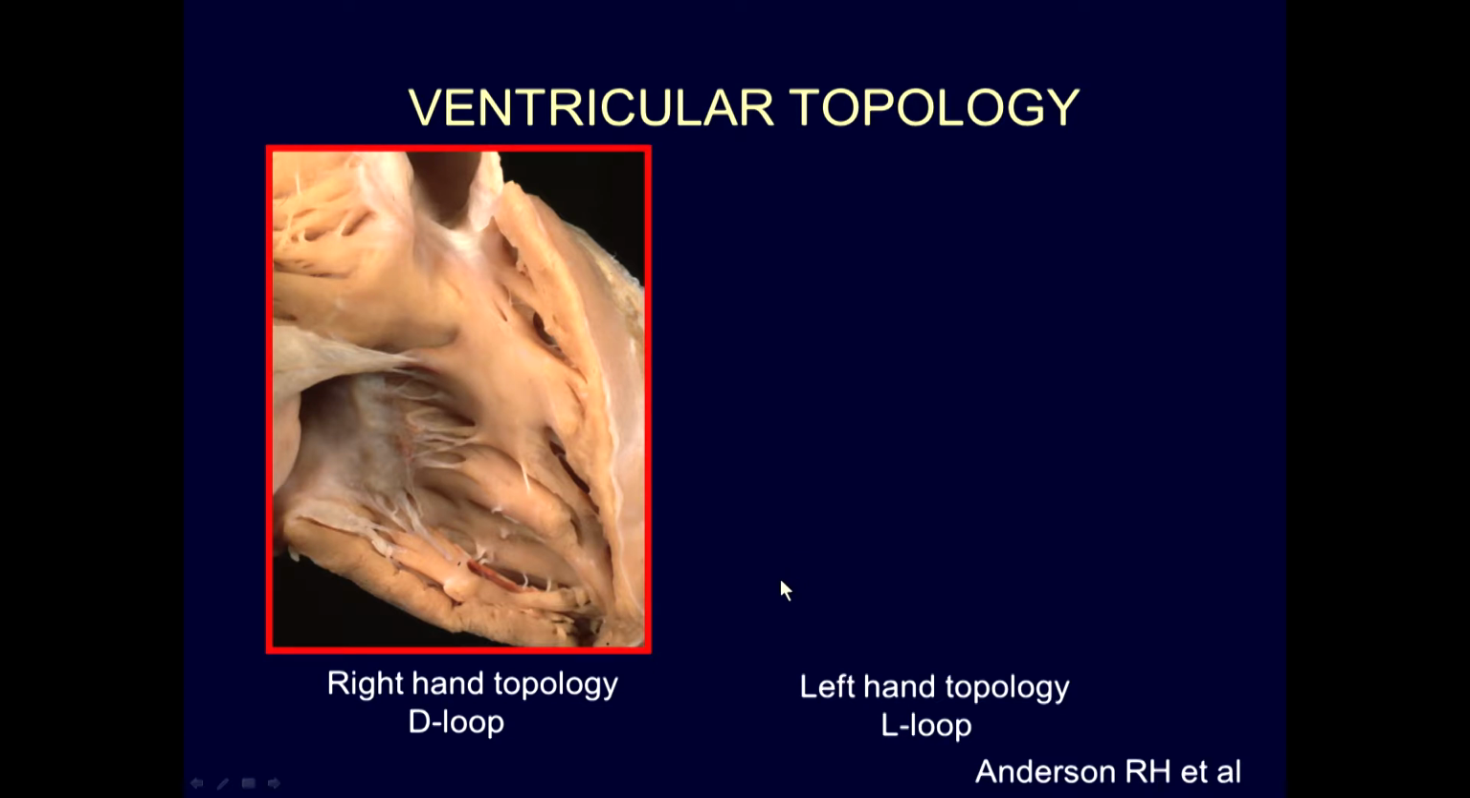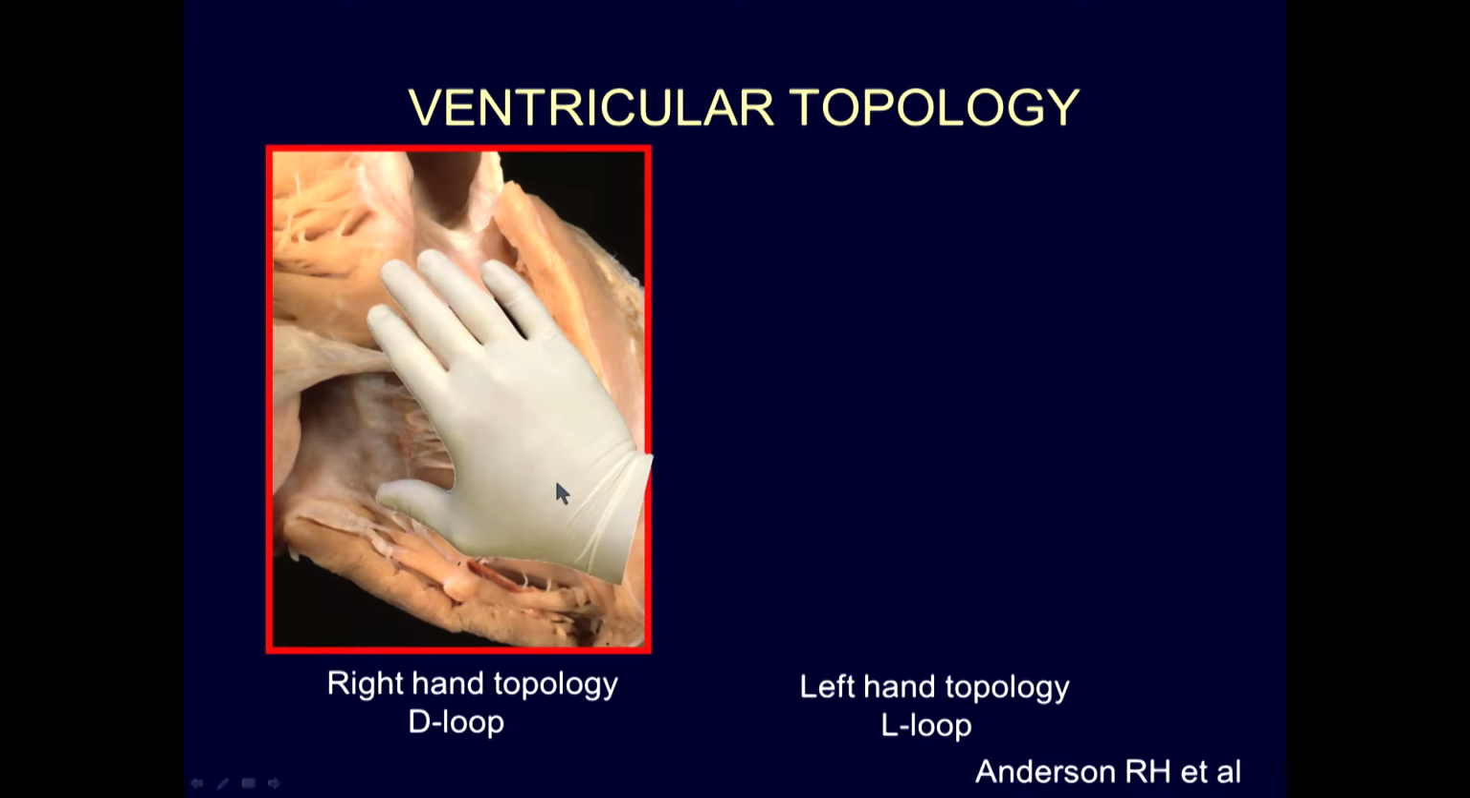So to identify the ventricular loop, the ventricular topology, we can use the hand rule. In this heart, this is the tricuspid valve and pulmonary valve and outlet, and this is the septal surface of the right ventricle. So the thumb indicates the inlet part, the fingers indicate the outlet part, and the palmar surface faces the interventricular septum. In this case, only a right hand can fit this morphology. So in this case, we can say right-hand topology or D-loop.